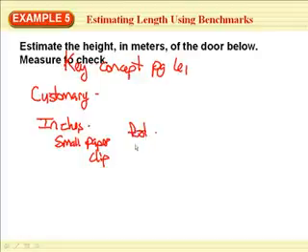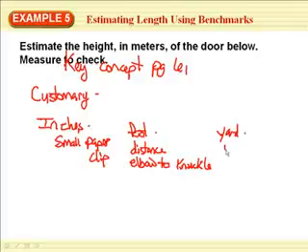A foot is the distance from your elbow to your knuckle on your arm. And for a yard, it's the width of a door. Okay, so if you're not sure, you know about what the size of a small paper clip is, so you can go, okay, I wonder how many small paper clips it would take to measure something. Same thing with the foot, how many distances between your elbow and your knuckle, and then the width of a door.